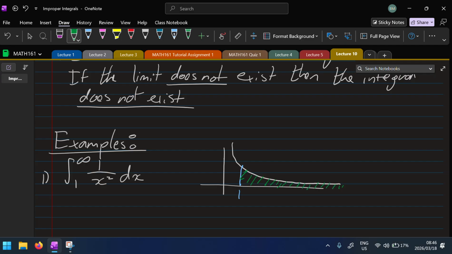We'll put that in green here. It's all of this area here. The function goes all the way to infinity, and it asymptotes to y equals 0. So the question is, if we go all the way to x going to infinity, does that give us a finite area?